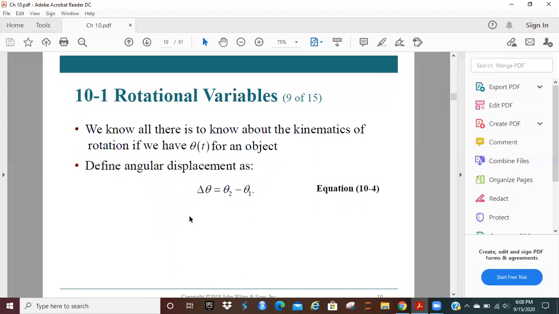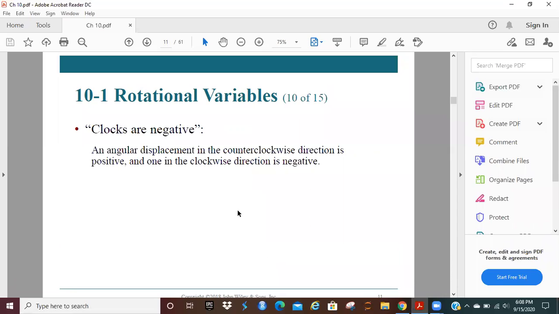We know all there is to know about the kinematics of rotation if we have theta as a function of time for an object. We define displacement as the angle at which it stops minus the angle at which it starts. That's the change in theta. Clocks are negative. An angular displacement in the counterclockwise direction is positive, and one in the clockwise direction, following the arms of a clock as they rotate and track time, is considered negative.